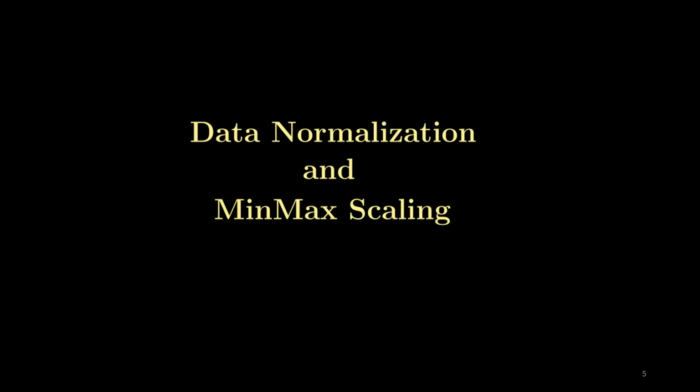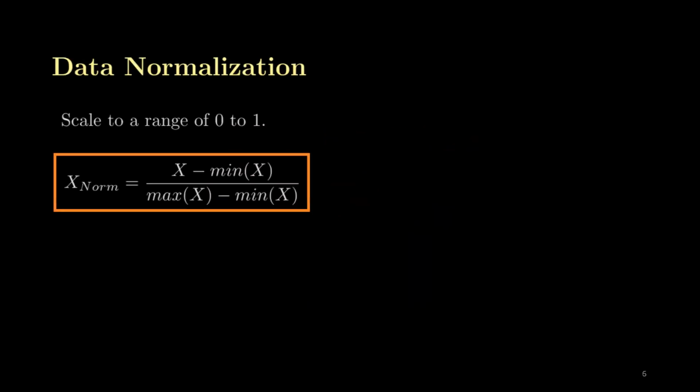In this lecture, we will discuss two important techniques of data preprocessing, that is data normalization and min-max scaling. We will start with data normalization. What do we do in data normalization? Basically, we transform our data into a range of 0 to 1, and this is the equation which we use for data normalization.